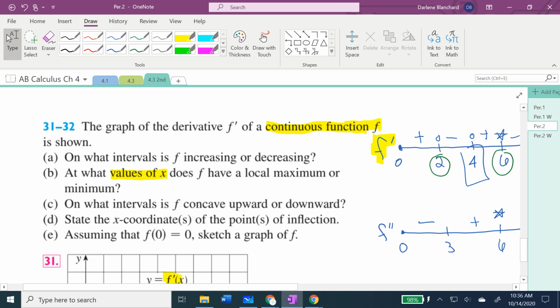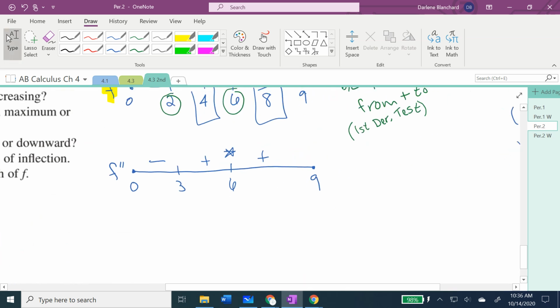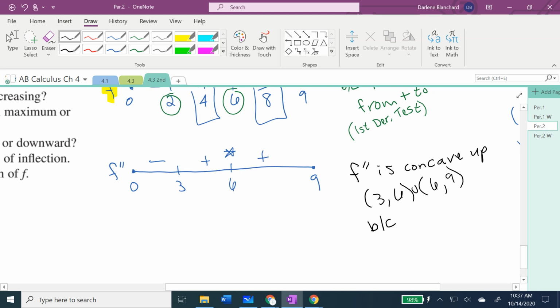Okay. Concave up or down. Where is f concave up or down? You go over to f double prime. And for me, I would write f double prime is concave up. I'm just going to do up alone, okay? You know what down is. You can see that it's where the second derivative is positive. The second derivative does not exist at 6, so I really should not be including it. And then I want to add because the second derivative is positive over those intervals.